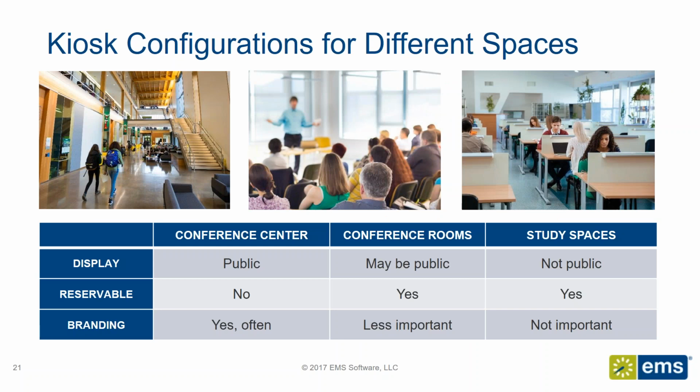As we've developed kiosks, we thought of three main categories of spaces where it might be deployed. We call them conference centers, conference rooms, and study spaces. From left to right, the leftmost is typically more public. Oftentimes it is not reservable, but the branding and projecting a very cool image is very important. You can think of this as your main campus center or your event center. Toward the right is typically not as public. The reserving and productivity aspect becomes much more important, and the branding aspect is relatively less important.